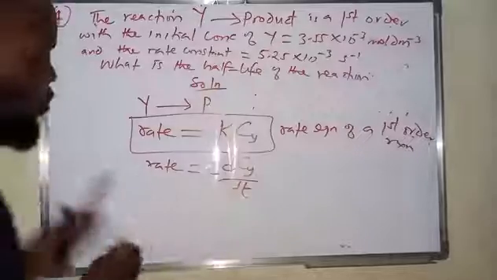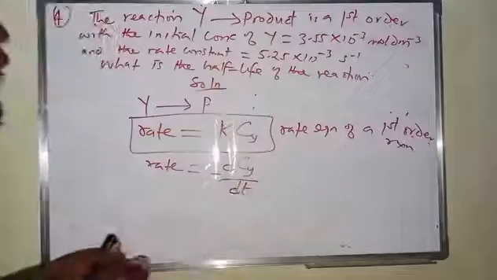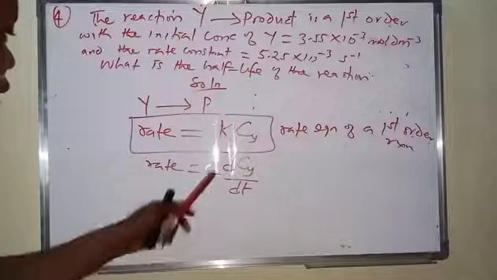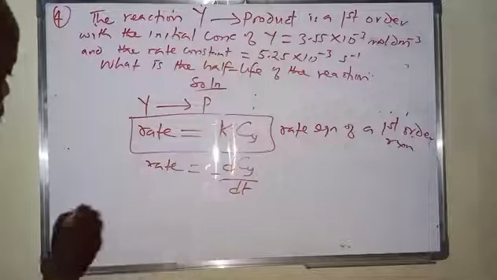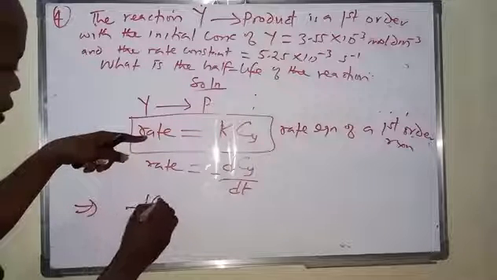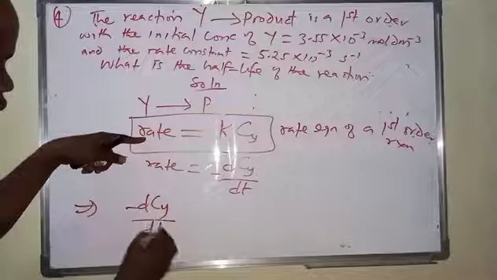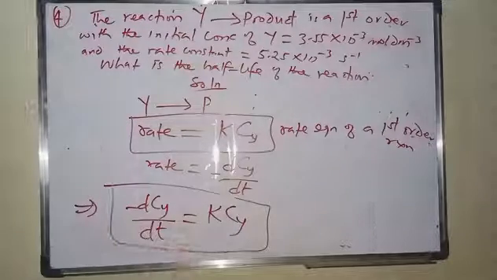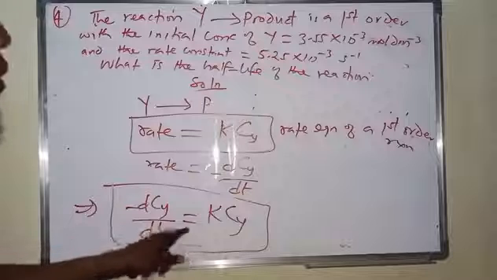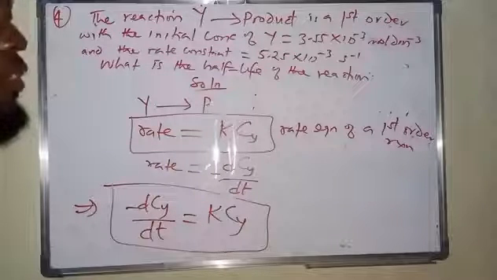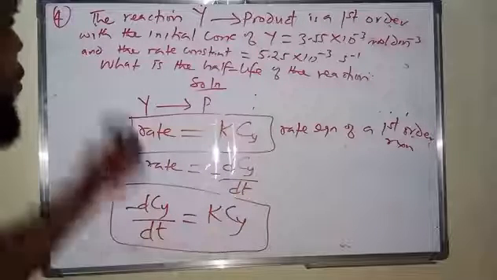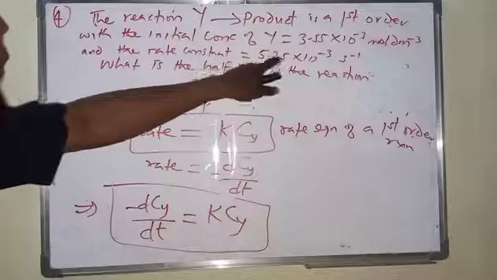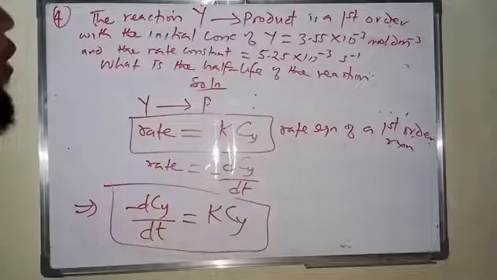But we want to do it in terms of Y, since the information we have here is all about the reactant, not the product. So if this is equivalent to this, we can write -dCy/dt equals k Cy. This is the equation that we're going to use to solve this question. What we know is we are given the rate constant k, and then we are given the initial concentration of Y.